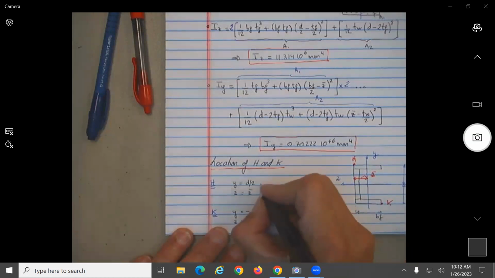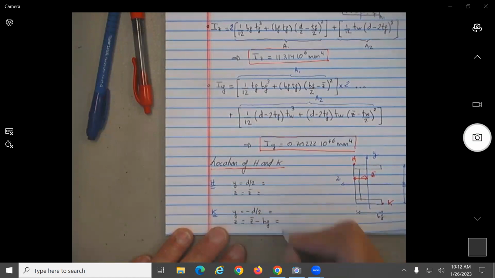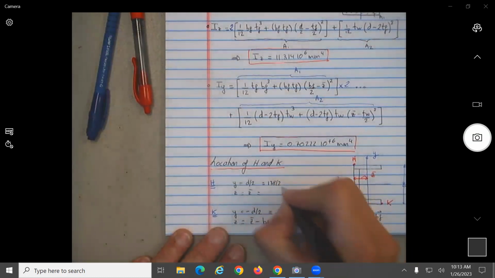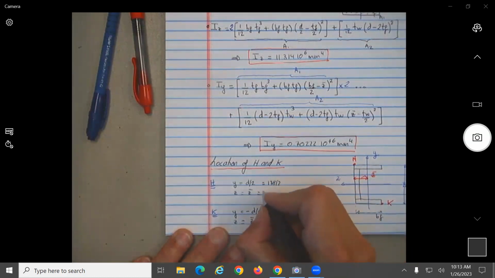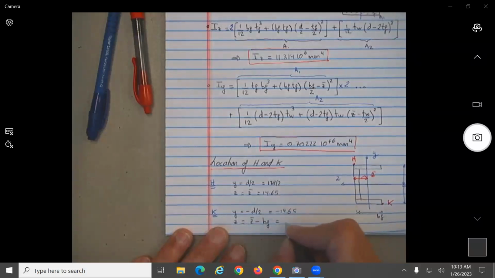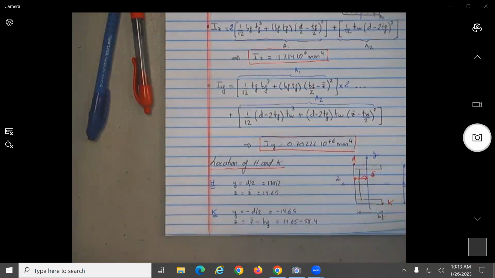If you want, just give me the values. That way there would be no ambiguity at all. So what was D? 178 divided by 2. Z bar is 14.65, so this would be minus 14.65. And this would be 14.65 minus, how much is BF? 58.4, okay? Whatever these values are, that way you know that it's negative.